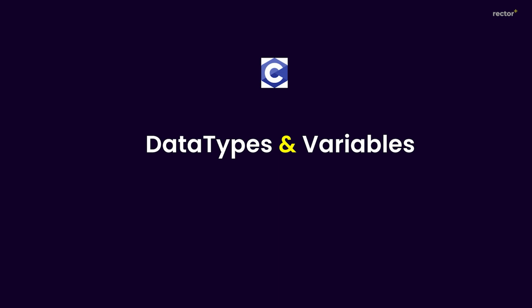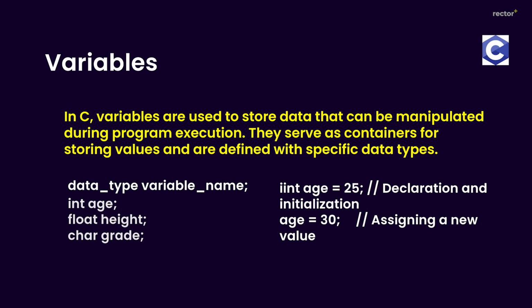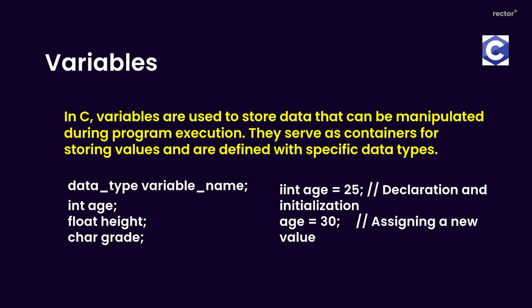Data types and variables in C. Variables in C. In C programming, variables are named storage locations that hold data values, and each variable has a specific type that determines kind of data it can store, like integers, characters, floating point numbers. Data types in C.